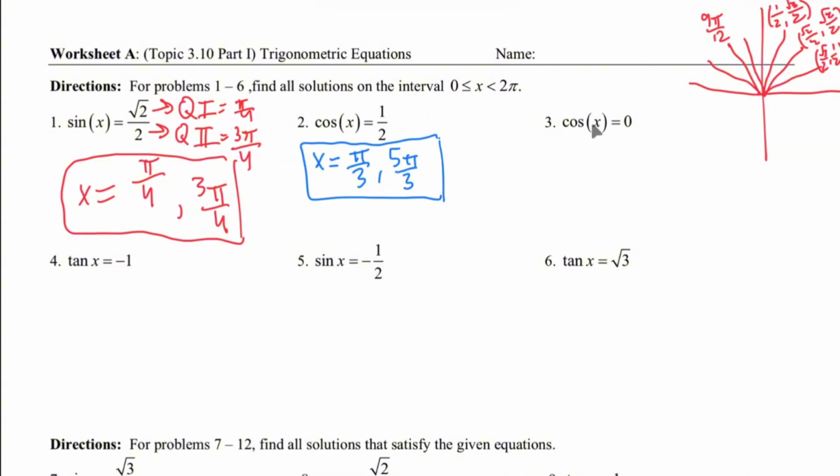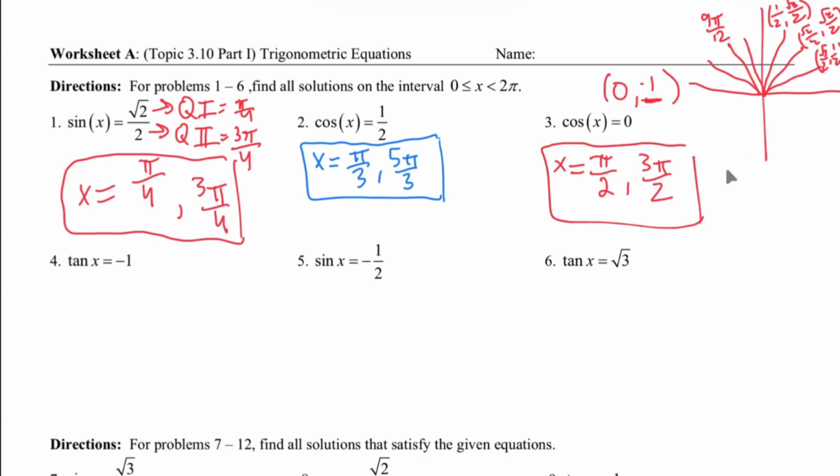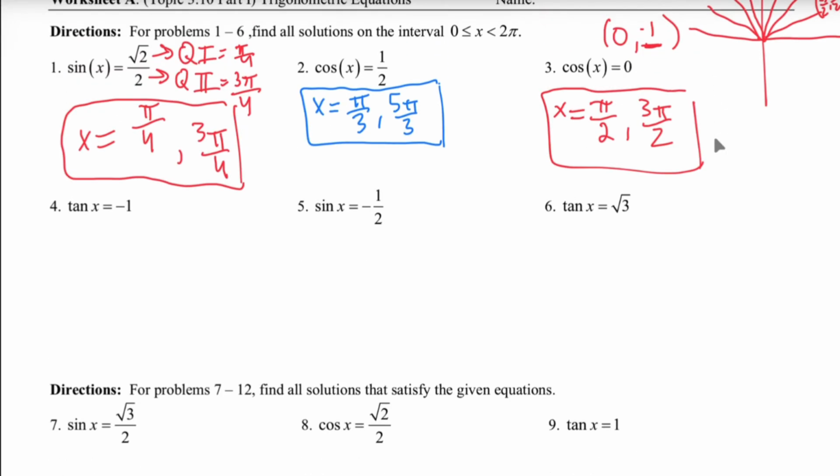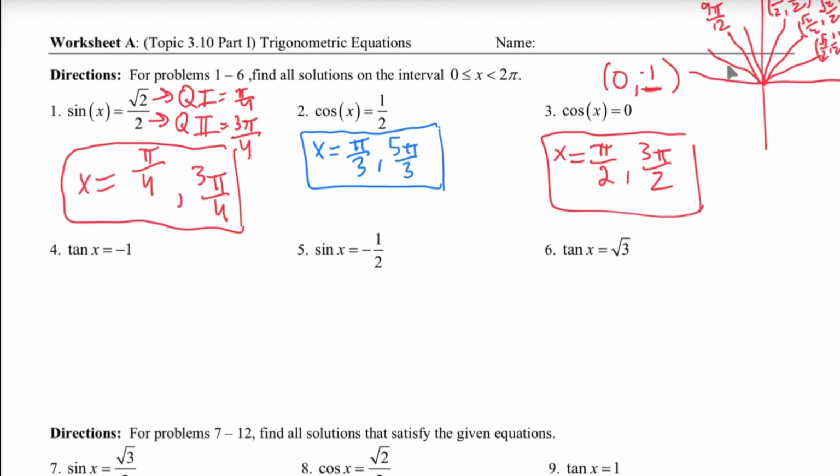Alright, number 3, we have cosine is equal to 0. So cosine is x, so 0, and then a number there. So where is cosine 0? We know it could be (0, 1), or (0, negative 1). So we see (0, 1) is here, and (0, negative 1) is here. So that would be pi over 2, and then 3 pi over 2. You kind of just have to memorize. I like to memorize quadrant 1 and then the vertical and horizontal lines. Remember that, and then the rest will be straightforward to get to.